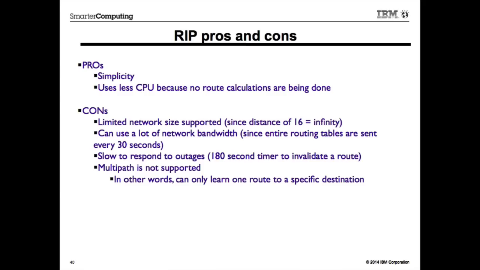So the pros and cons of RIP on slide 40. RIP is simple. Here's all my routes, you add your routes to them, you forward the table on. It uses less CPU than OSPF because there's no route calculations being done. You're just accepting a routing table from a neighbor, adding your routes, and forwarding it on.